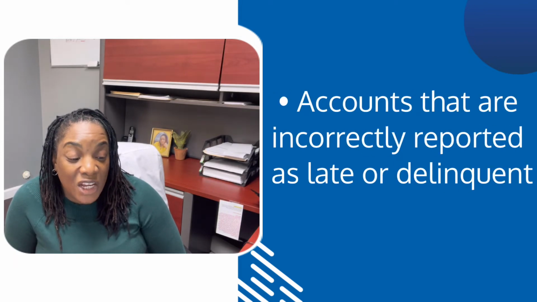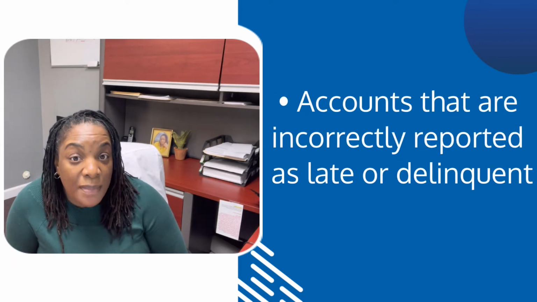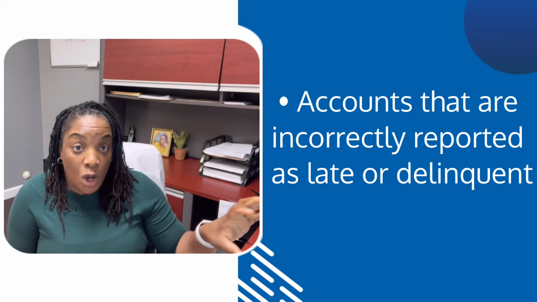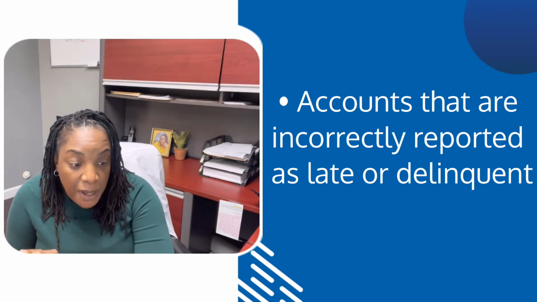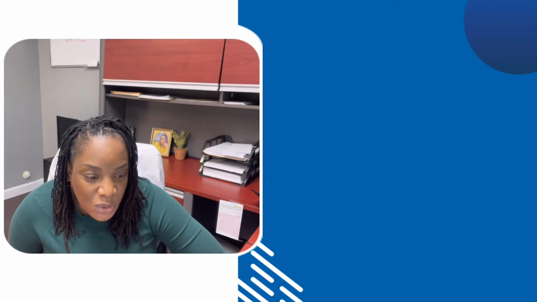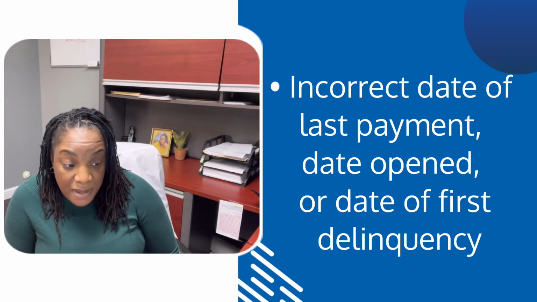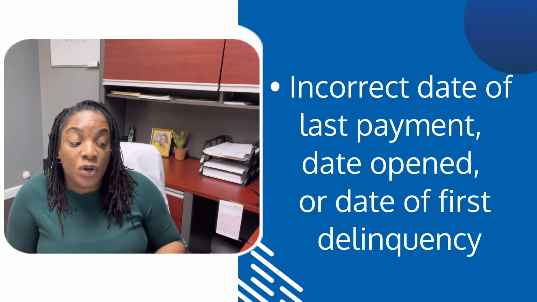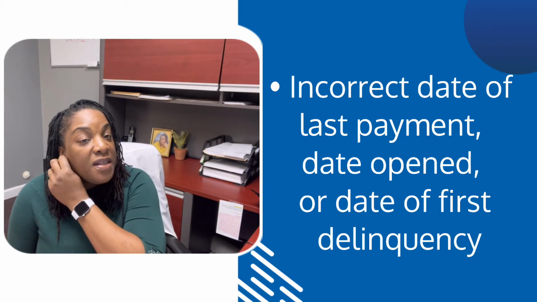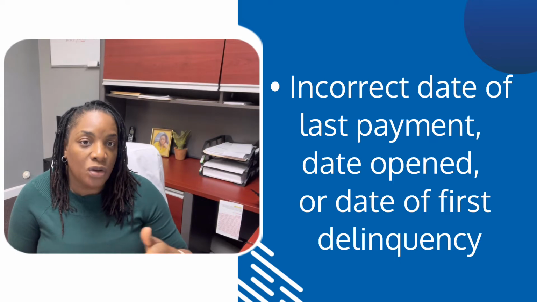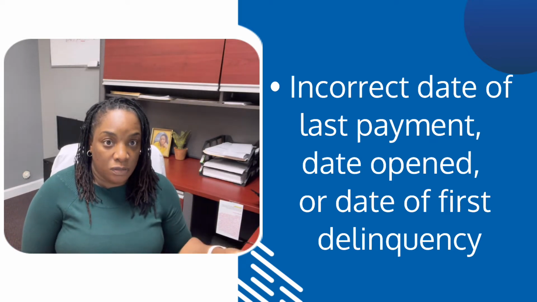Okay, and the next thing, accounts that are incorrectly reported as late or delinquent. Extremely common, and it needs to match across the board with all 3 credit bureaus. So you may have TransUnion reporting that you have 2 late or missed payments on an account, and then Experian may report 5 or 6 or none. Look for that stuff. Okay, and so the fourth thing is incorrect date of last payment, date opened, or date of first delinquency. Look for it. I'm telling you, this basically helps you plan strategically how you're going to dispute negative items off your credit report.